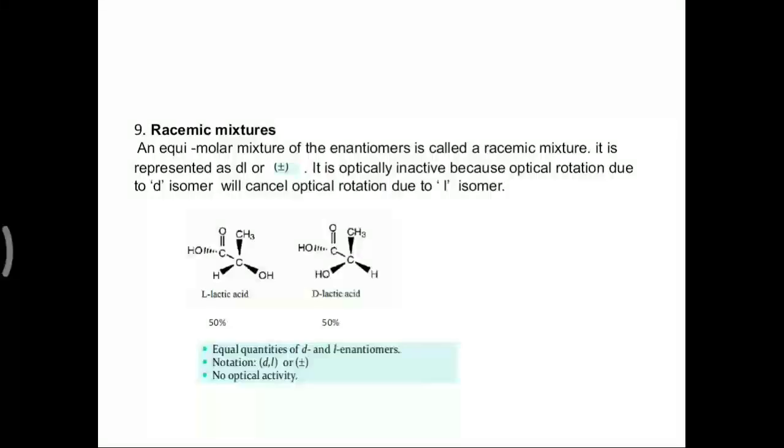Racemic mixtures. An equimolar mixture of the enantiomers is called a racemic mixture. Here I have taken an example of lactic acid, L-lactic acid and D-lactic acid. If the percentage composition of L-lactic acid and D-lactic acid is 50% each, then I can say the mixture is a racemic mixture. Racemic mixtures are optically inactive because the optical rotation due to the L isomer will cancel the optical rotation due to the D isomer.